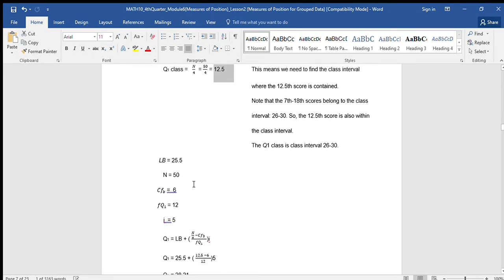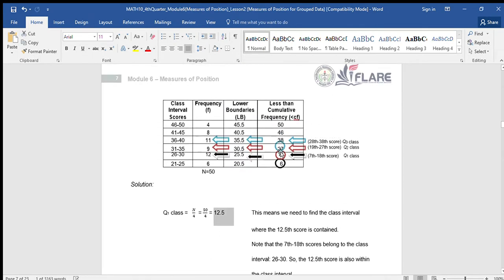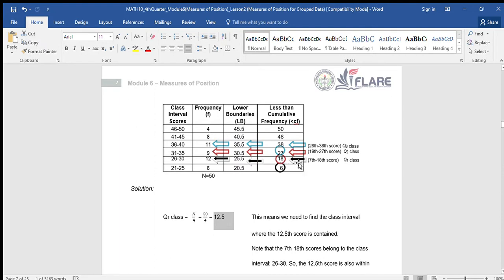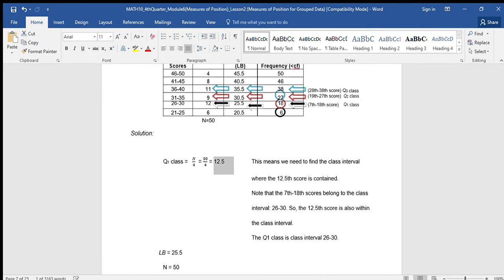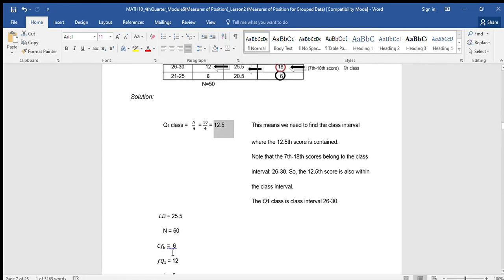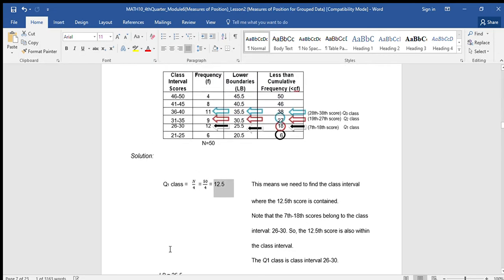The lower class boundary, since we are in the class of 18, right? We are in the area of 18. So we look at this straight line, that is the line we will follow. What is our lower class boundary? That is 25.5, so we put 25.5. Our n is 50. What is CF sub B?